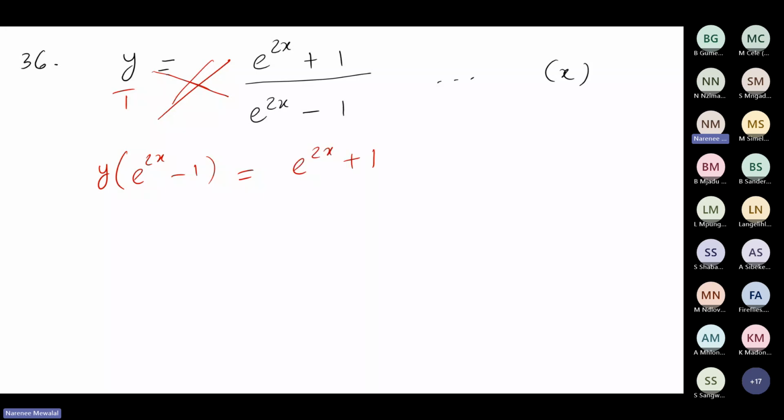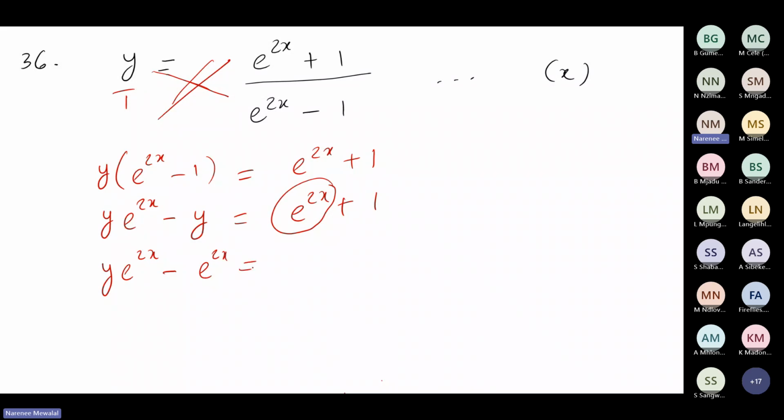The idea is to keep all the terms that contain an x on one side. In order to do that, we have no choice but to open out the bracket on the left-hand side. So you'll get y e to the 2x minus y is equal to e to the 2x plus 1. The y e to the 2x, I'll move this over, so I'm going to have to subtract e to the 2x, is equal to, and I'll move this to the right, so it will give you positive y plus 1. Now you can pull out e to the 2x as a common factor, and you've got (y minus 1) is equal to y plus 1.